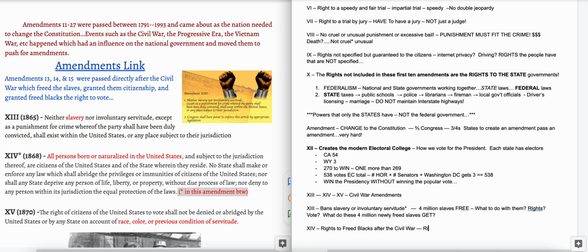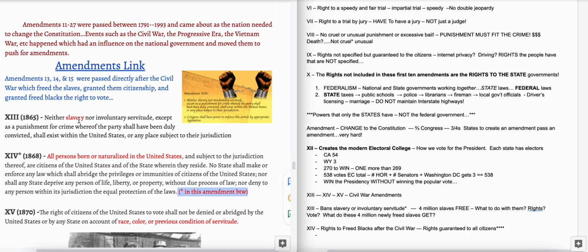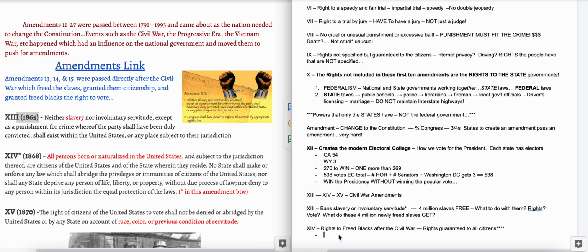But it's also called rights guaranteed to all citizens. Now, the reason why I put that in a triple asterisk is as follows. So, this says all persons born or naturalized in the United States. Were all slaves in 1865 to that point born in the United States? Yes. It was basically saying all former slaves are now citizens because they were born in America. And now they are free. So it does not matter what their condition of servitude is. They are now citizens of the United States.